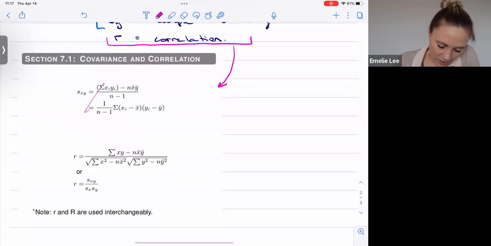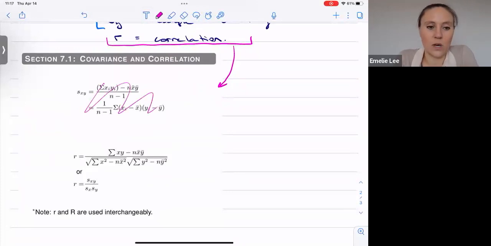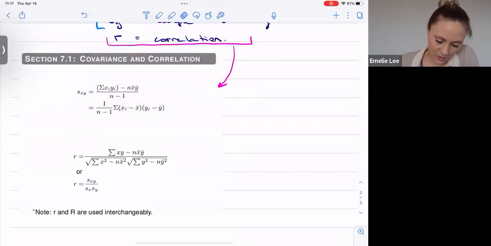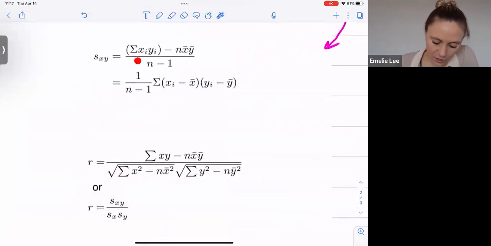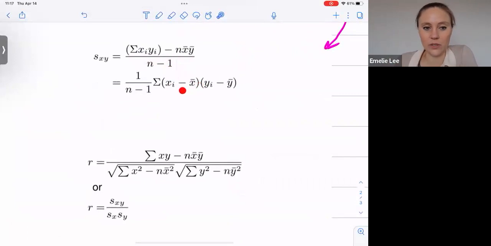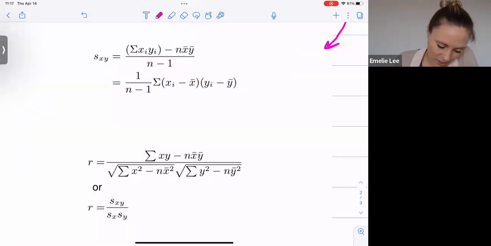I would say just ignore the SXY. SXY is the covariance. I'm not going to scratch it out forever, but that was symbolic. So you could work through this and you could find SXY, which is the covariance.